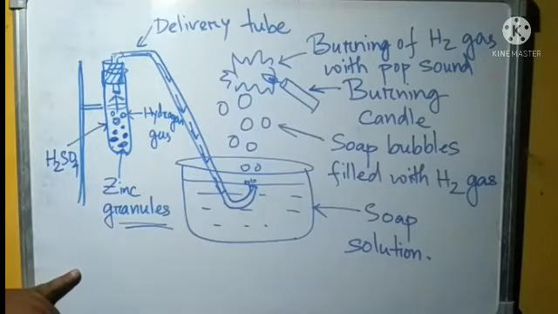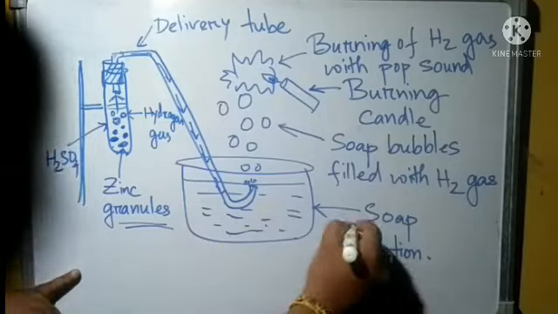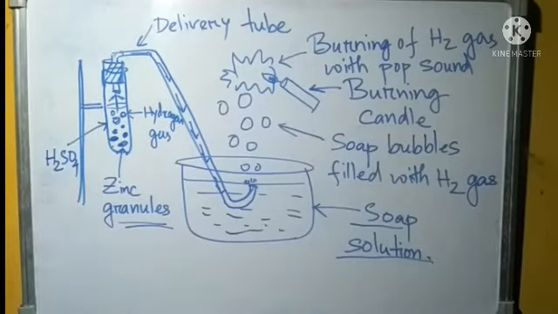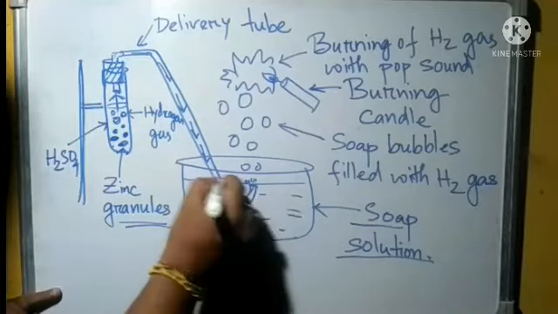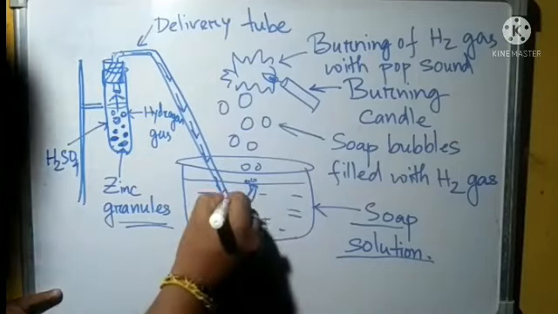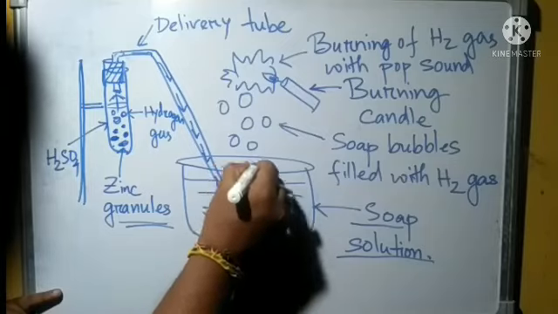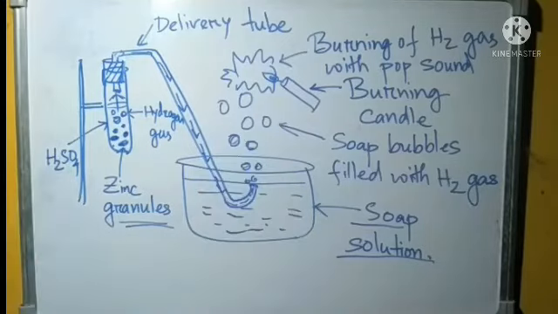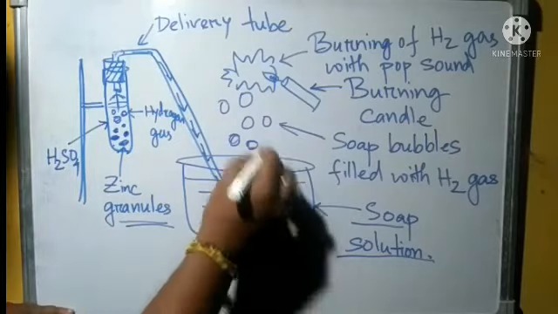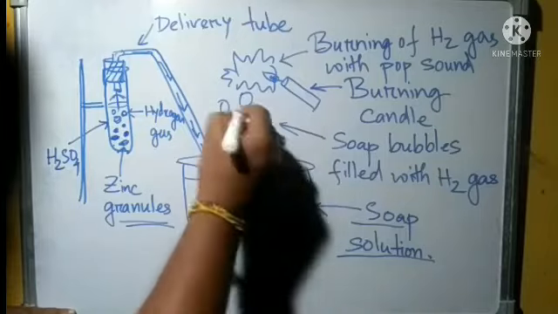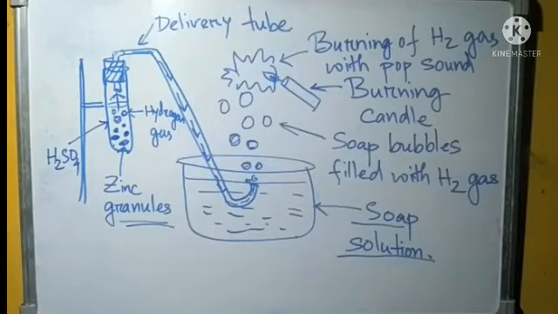This tube is immersed in the soap solution, that is, a solution of soap. The tube has its opening inside the soap solution, so when the gas comes out through it, it will make soap bubbles. You all know what soap bubbles are. Whenever you take some detergent or soap solution and blow through it, bubbles are formed. Since the hydrogen gas is making those soap bubbles, these bubbles are filled with hydrogen gas.